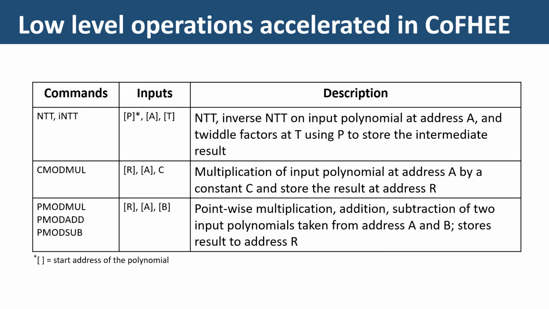CoFHEE focuses on accelerating polynomial operations as it is the basis of all high-level FHE primitives. Along with NTT, these are the other lower-level operations that are accelerated in CoFHEE. There is C-mod mul, where a constant is multiplied with a polynomial. Then there is P-mod mul, where point-wise multiplication of two polynomials is done. P-mod add, point-wise addition of two polynomials. P-mod sub, point-wise subtraction of two polynomials.